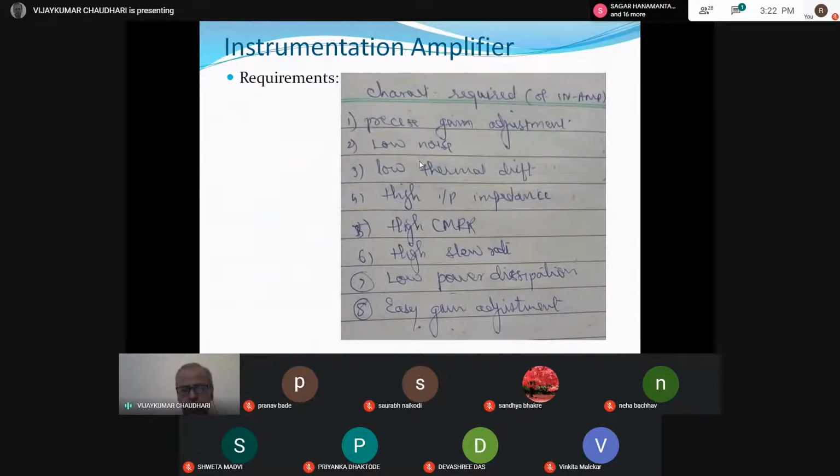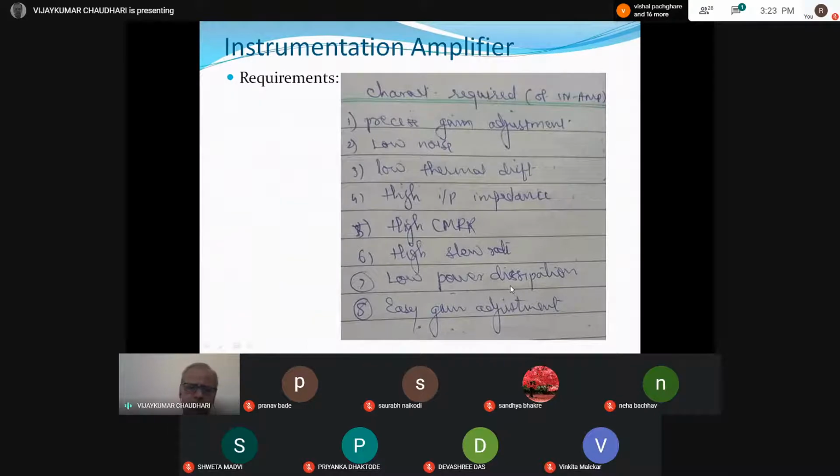Then it should produce a high slew rate. What is the effect of low slew rate? The output signal will be distorted. Suppose we have a square wave signal whose output is, say, 10 millivolt, and the slew rate is, say, 5 microvolt per second or something like that. Due to this low slew rate, what will happen? The output signal will be distorted. So slew rate should be very high.